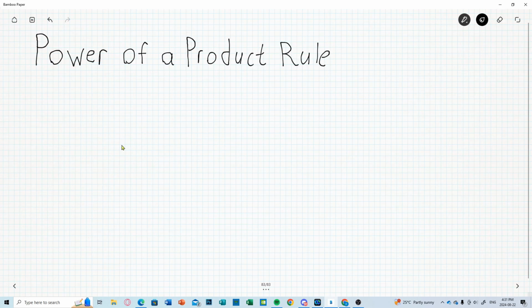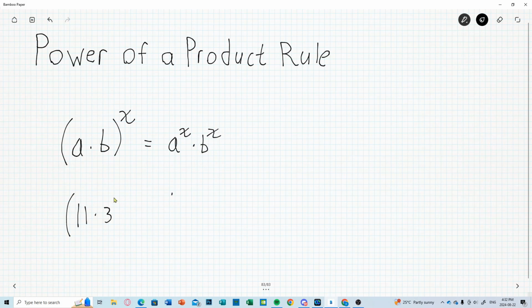We have the power of a product rule, and what this is, in brackets this time we have a multiplied by b, which are just two random numbers, and we have that to the power of a variable, doesn't matter which one, we're going to call it x. This is going to be the same as a to the power of x multiplied by b to the power of x. So if we have 11 multiplied by 3 all to the power of x, this can be written the same as 11 to the x multiplied by 3 to the x.